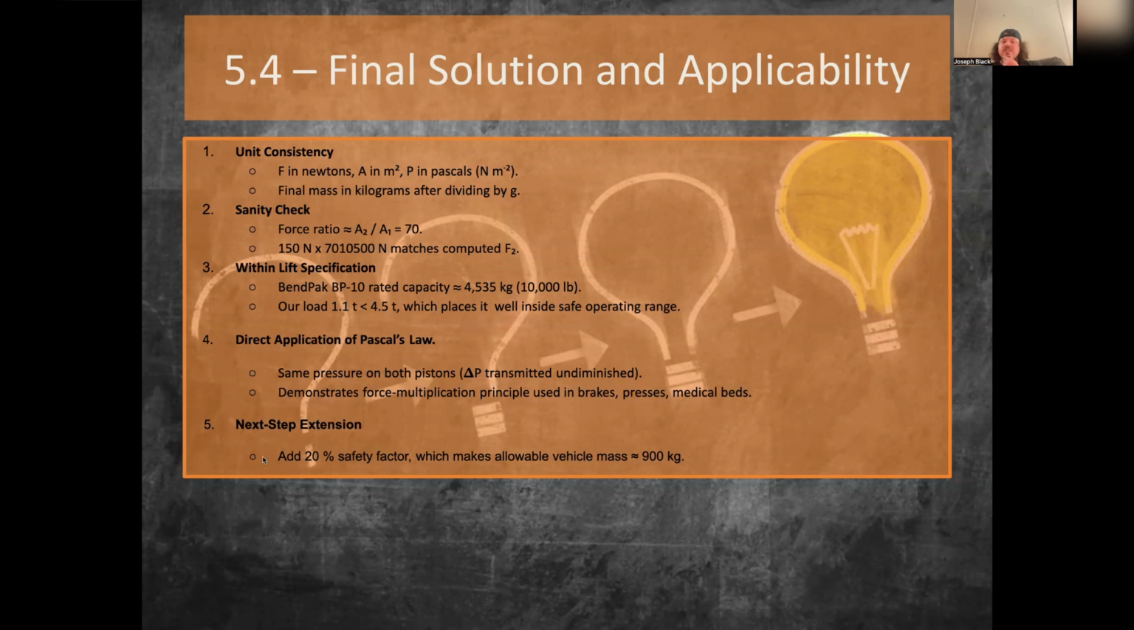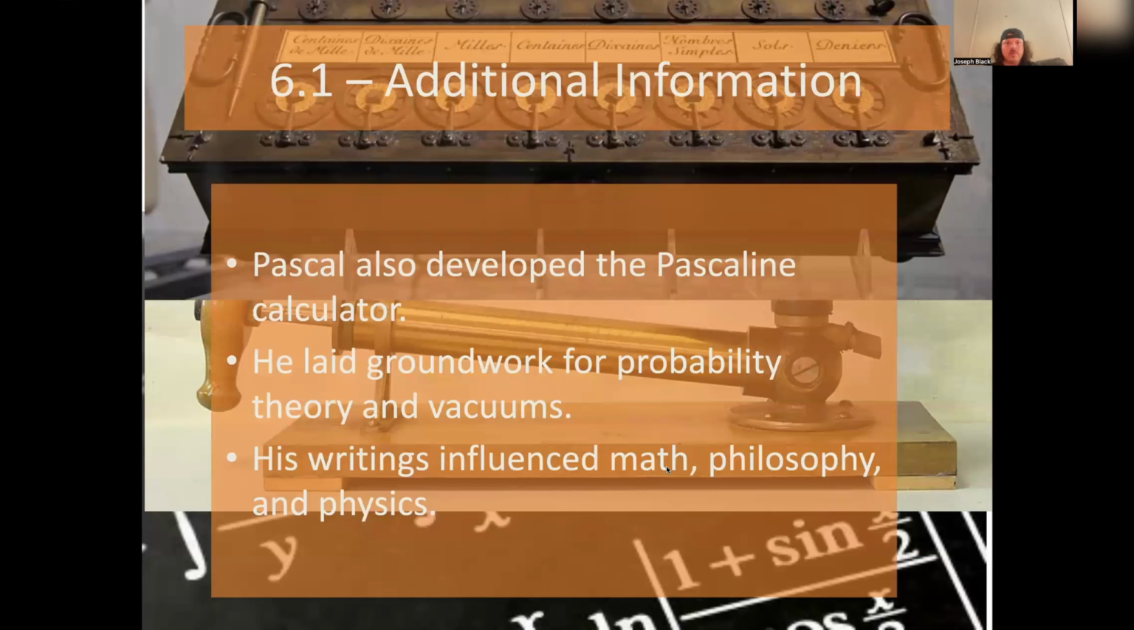And the next step extension is we could theoretically add a 20% safety factor, which would make the maximum allowable vehicle mass around 900 kilograms. Next, for our additional information, Pascal also developed the Pascaline calculator, which is an early mechanical calculator. He also laid the groundwork for probability theory and vacuums, and his writings influenced math, philosophy, and physics.